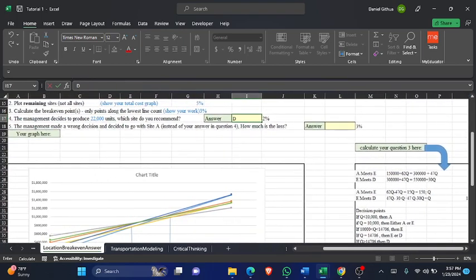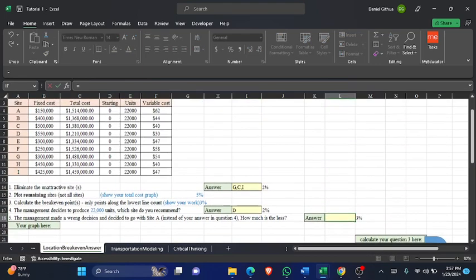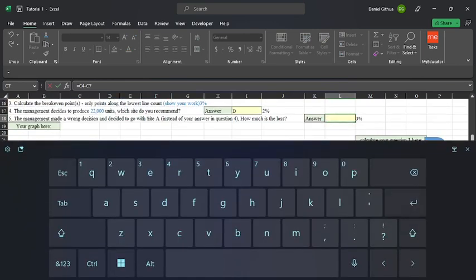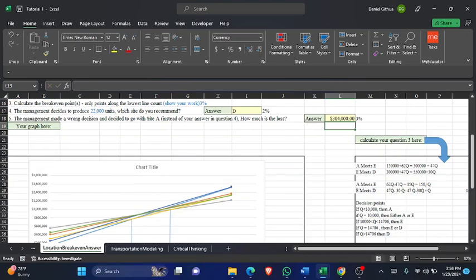Now we look at the last one. So the management made the wrong decision and decided to go with site A instead of your answer, site D. How much? So for us to get the answer, it will be the total cost for site A, which they went for, minus the total cost for site D. So what is the total cost for A? It is equal to total cost of A, this one, minus the total cost of site D. And enter. So they made a loss of 3 or 4,000 for choosing that one.